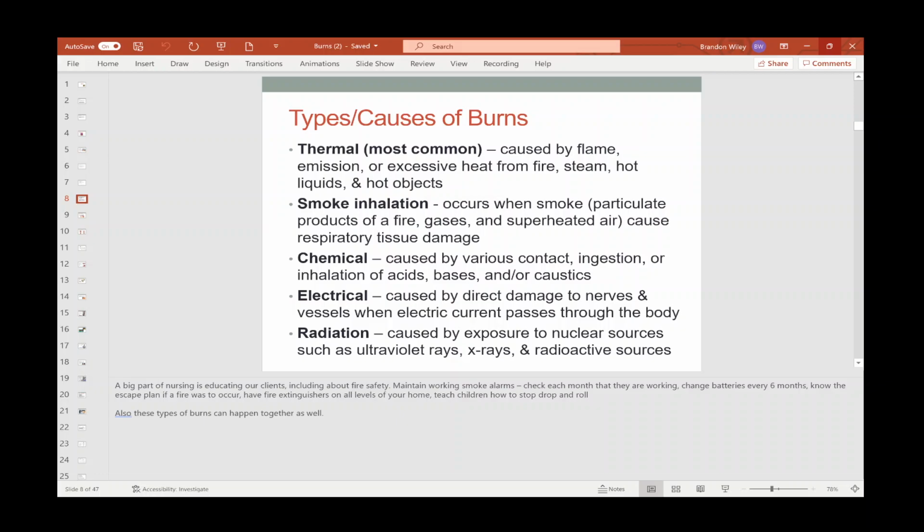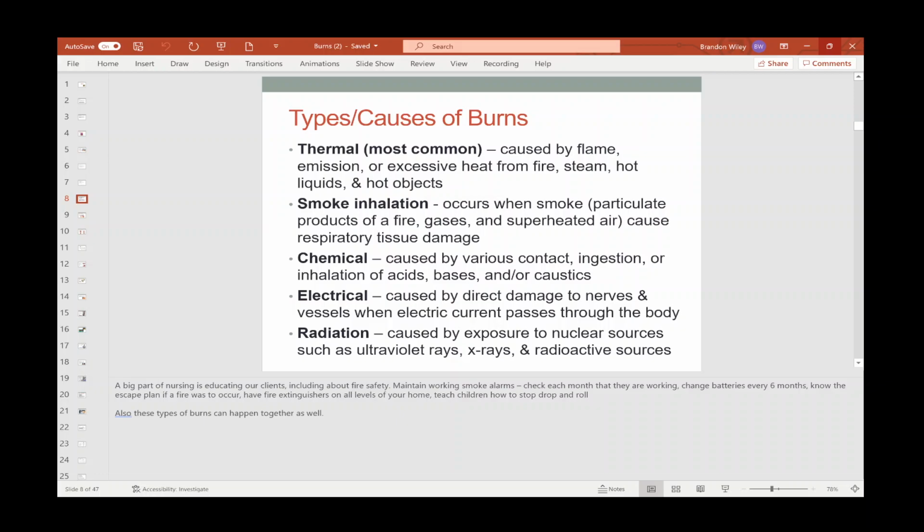Or the coffee from McDonald's that everybody sued over, now has the little caution on it. If it's hot enough, it's gonna do some damage immediately. So that's our most common, and that's what we think of most of the time.